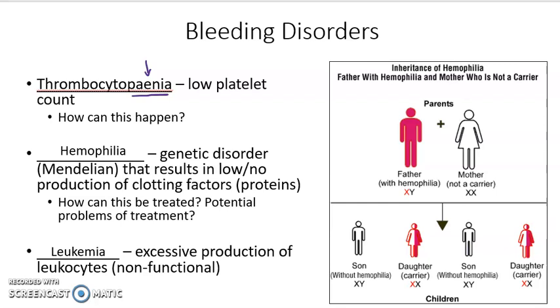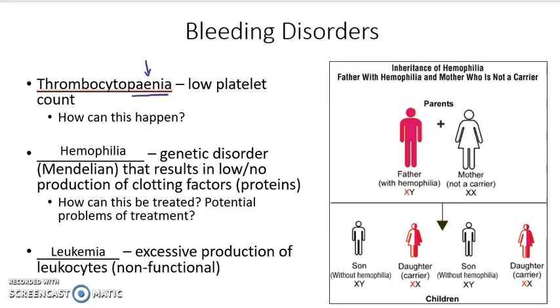So how can this happen? Well, there are genetic problems that can lead to thrombocytopenia. If somebody has a bone marrow problem, right? Because remember, all these cells are made in the bone marrow, in red marrow. That might actually lead to thrombocytopenia. Actually, old age can lead to thrombocytopenia. There are some people that just don't clot very well.